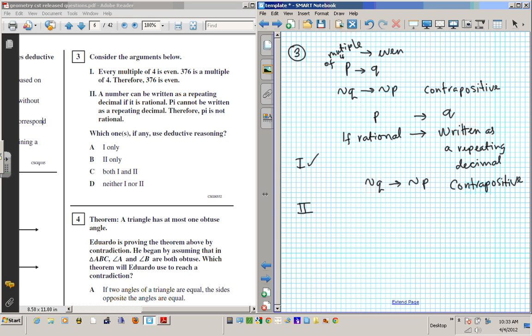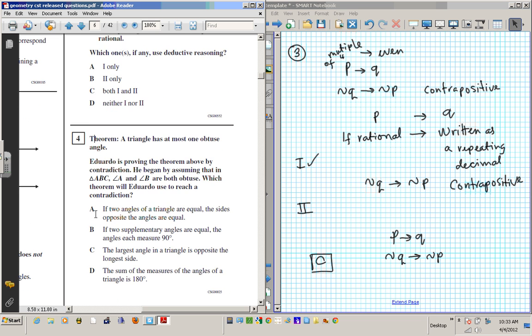Okay, so don't forget P implies Q is deductive reasoning, and then not Q implies not P is also a valid argument for deductive reasoning too. Okay, so 1 and 2 are both deductive reasoning. So your answer to letter 3 is C. Okay? Alright, let's move on to 4.